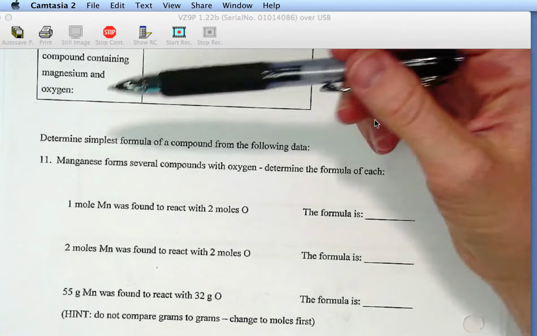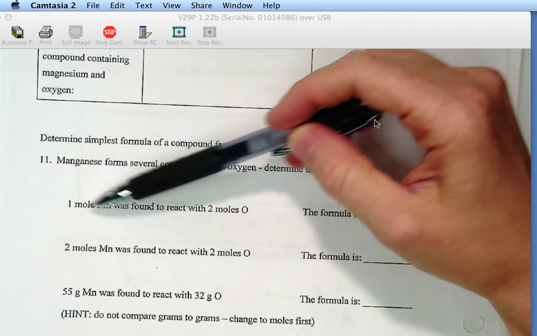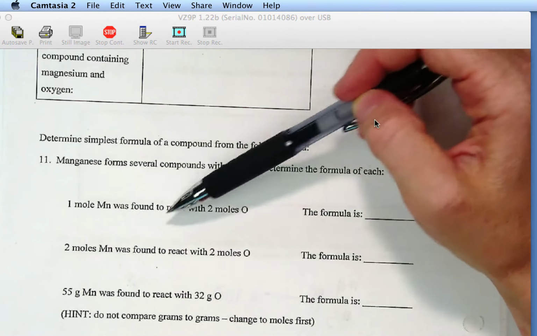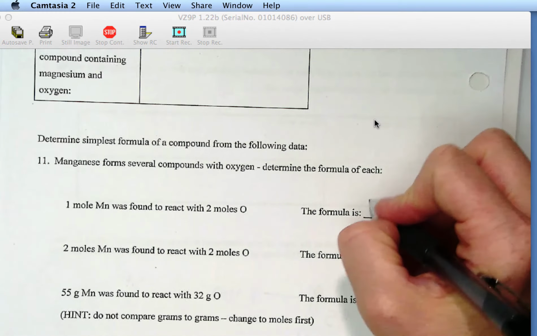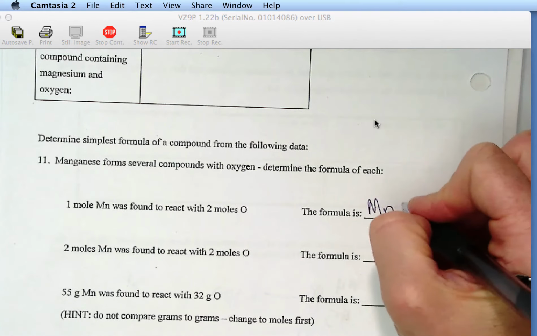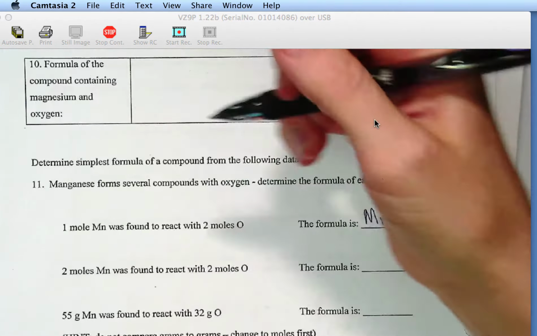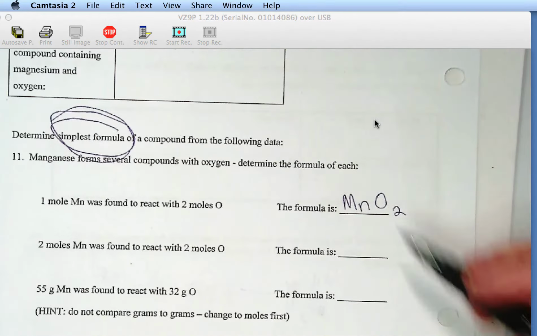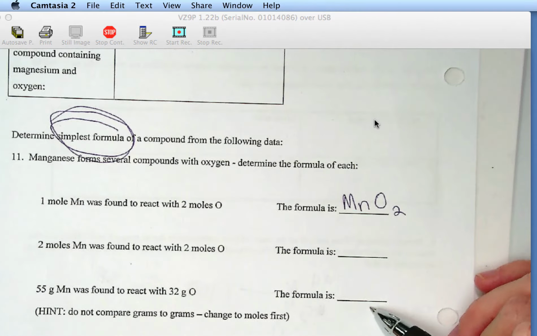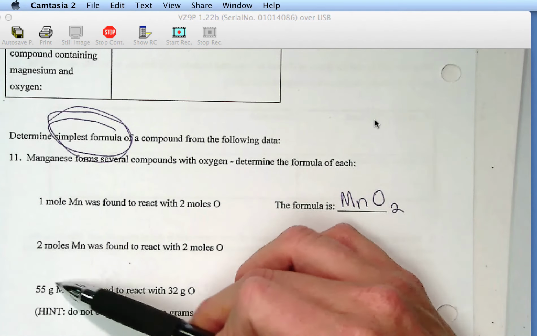And then on number 11, determine the simplest formula of a compound with the following data. 1 mole of manganese was found to react with 2 moles of oxygen. So the formula would be MnO2. You'll do the same thing here, but remember it has to be the simplest formula. So be careful on the next 2. And then the last one, you're going to have to convert grams to moles.